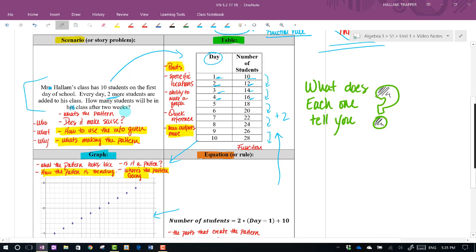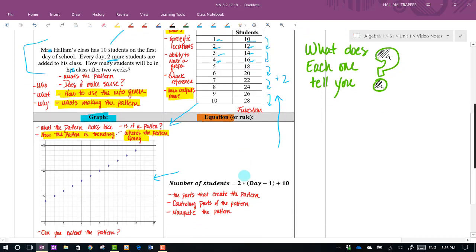So what does the scenario, the story problem give us? It lets us see the pattern as we talk about it. Is there a sense to what's going on? Who, what, why, all the different parts of what's going on. But more importantly, it's how to use the given information. Because again, we don't do math just to do math. We do it to explain a situation. So we need to understand the situation by looking at the scenario, the story problem.